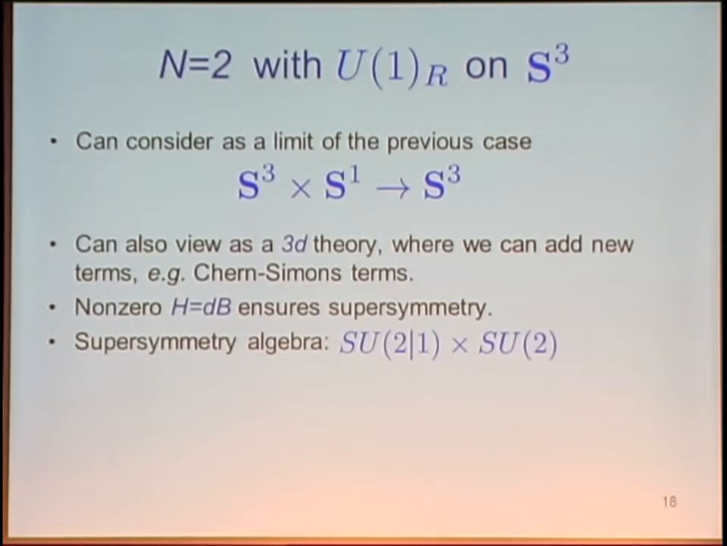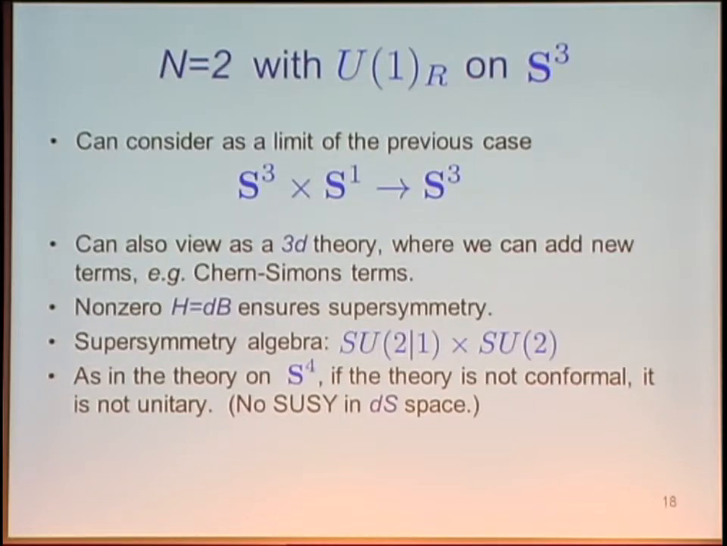Next example, we're studying N equals 2 with U1R on S3. One way of doing it is simply taking the previous construction and forgetting the S1. Or we can just think about it as an intrinsic three-dimensional theory, which allows us to add also Chern-Simons terms, and so forth. And again, the flux of H ensures supersymmetry, and the supersymmetry algebra is SU(2|1) cross SU(2), very similar to what I discussed earlier. The U1R is a global symmetry, and the isometry is SU(2) cross SU(2), which is here.